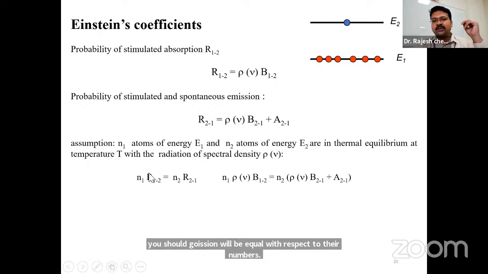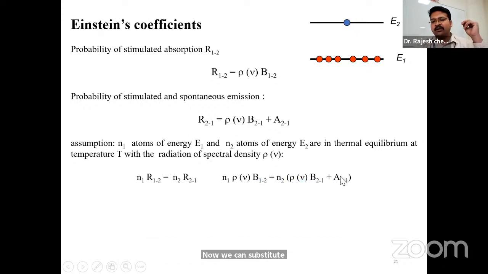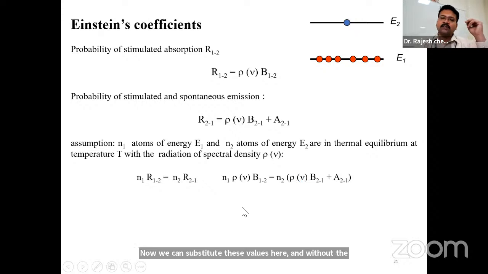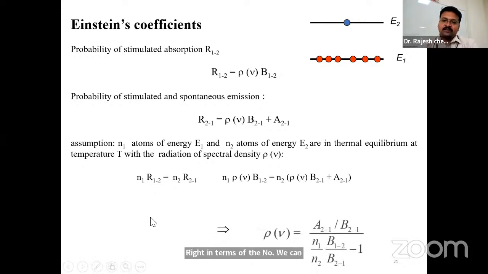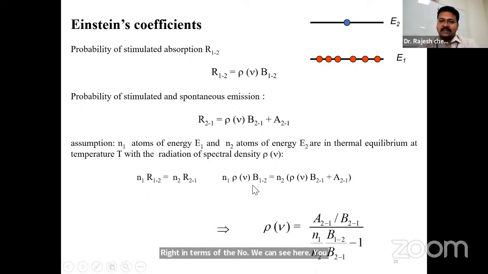Now we can substitute these values here, and we have an equation like this, and find out the rho nu value. From these two equations, can anyone tell me what the rho nu value is? Calculate, try it. How to calculate? Right? Now you can see here, you can rearrange the equation. I want to find out the density of the radiation.